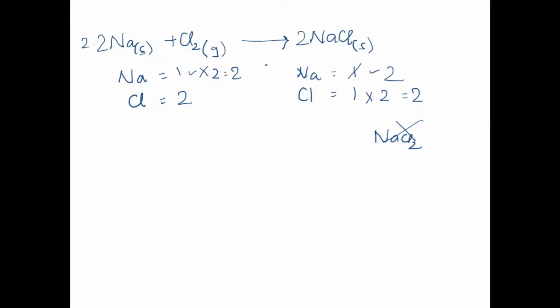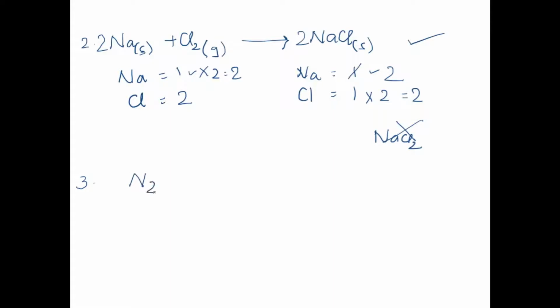Now 2 sodium, 2 sodium, 2 chlorine, 2 chlorine atoms. So now this equation is balanced. I hope, students, you are able to understand how to balance an equation. Now we proceed more and more.